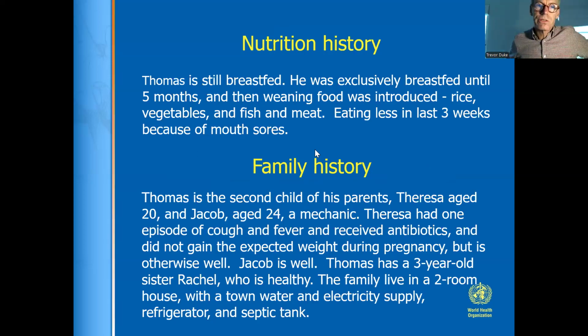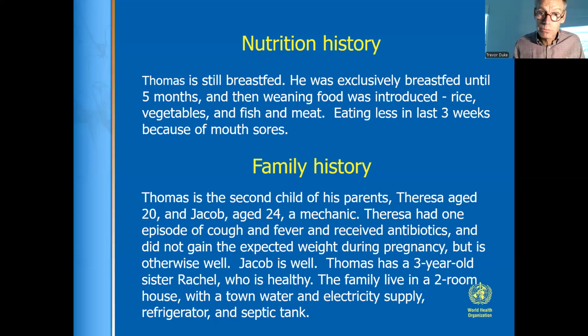Regarding his nutritional history, Thomas is still breastfed. He was exclusively breastfed until 5 months, and then weaning food was introduced. So, quite a good period of breastfeeding. The food that he was eating was rice and vegetables and fish and meat, a relatively balanced diet, some fruits as well. But he'd been eating less in the last week or few weeks because of the mouth sores.